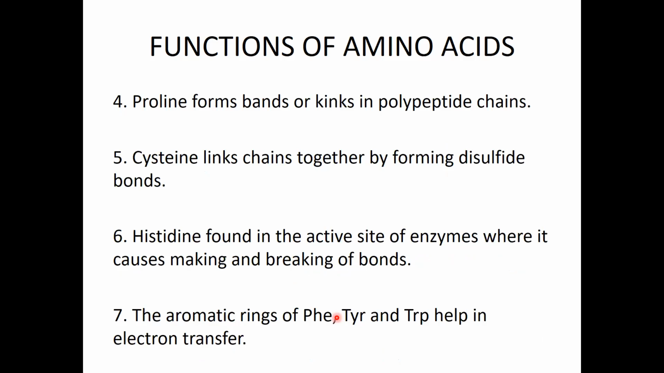Other functions include: proline forms bends or kinks in the polypeptide chain. Cysteine links chains together by forming disulfide bonds. Histidine is found in the active site of the enzymes, where it is going to cause making and breaking of the bonds. Similarly, the aromatic rings help in electron transfer.